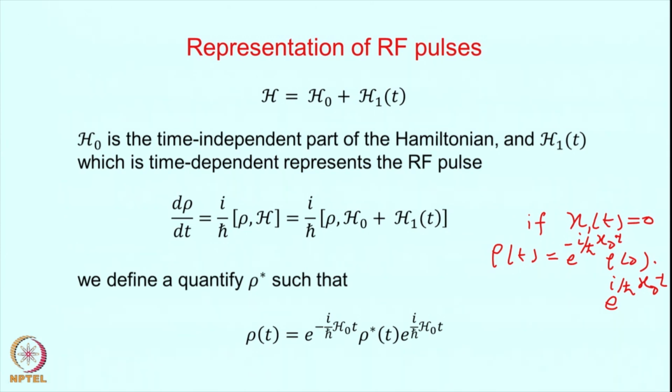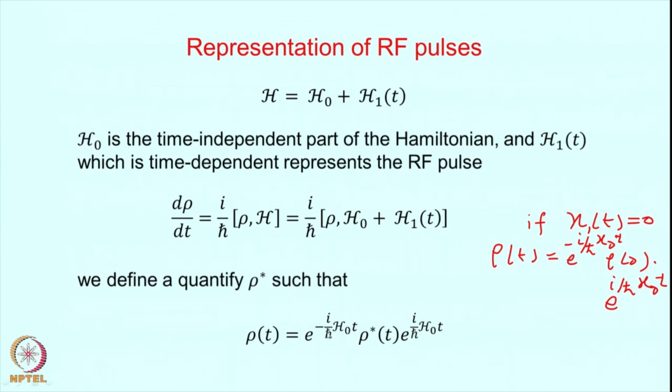I will explain to you a little bit later, and this is actually called the interaction representation, because we are now going into a frame of reference where the interaction is present between the RF and your spin system. And this is the Zeeman interaction, and this represents going into the rotating frame under conditions of resonance.